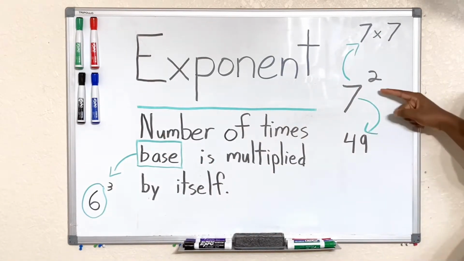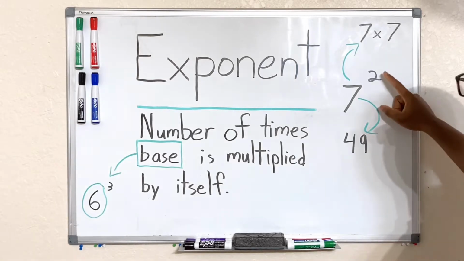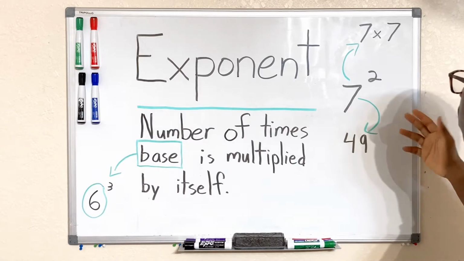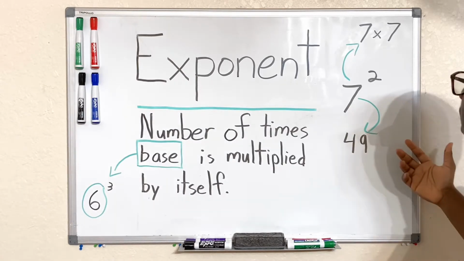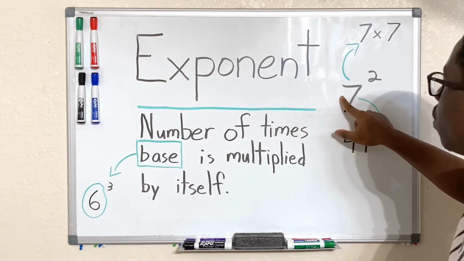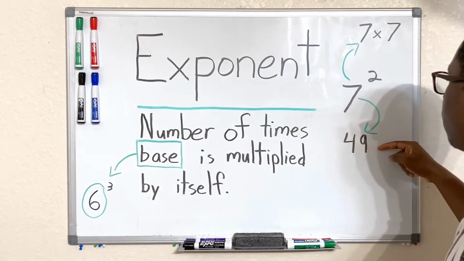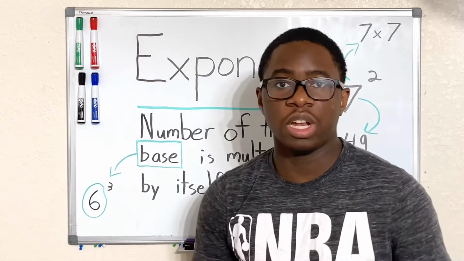So here we have 7 squared. So the squared is going to be 2. So here we have 2. So 2 is our exponent. So 7 squared is 49. But how did I get that? Basically, 7 squared is the same as 7 times 7. And that will give us 49. So that's basically what an exponent is.